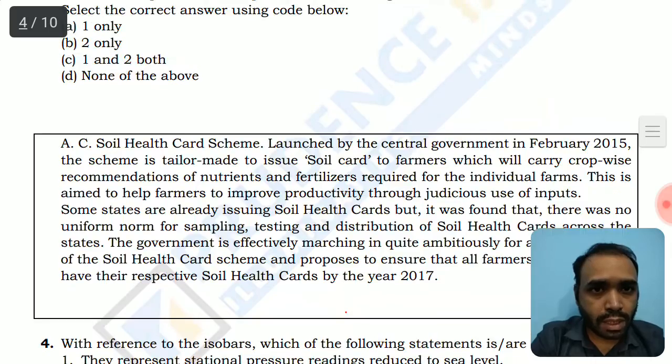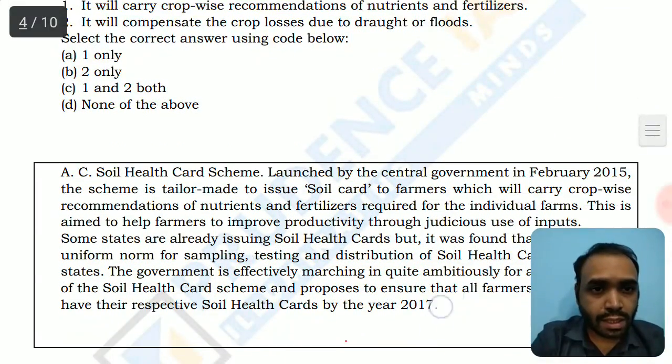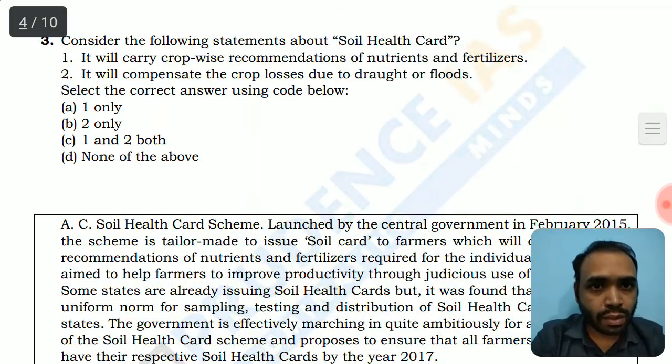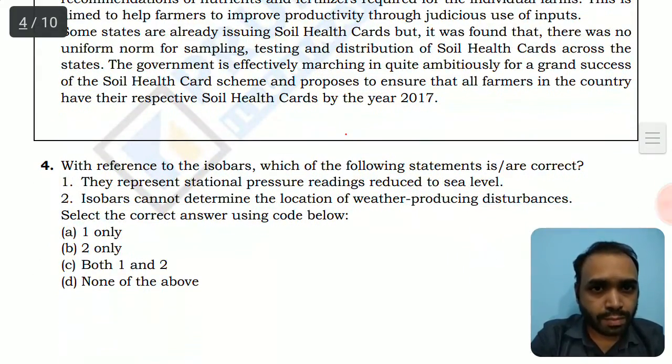So this was about the soil health card, and what are its contents and how much it can cover. It definitely does not cover the insurance of crops or any crop loss.